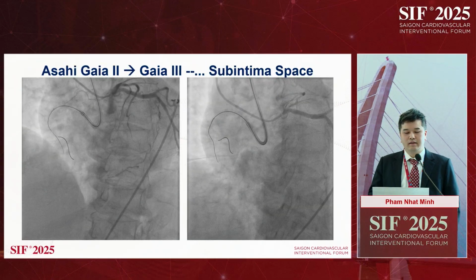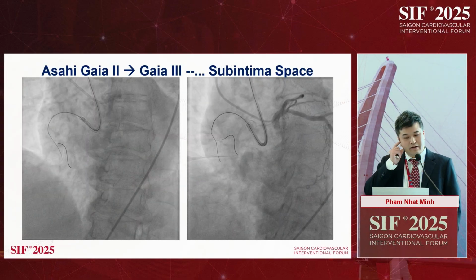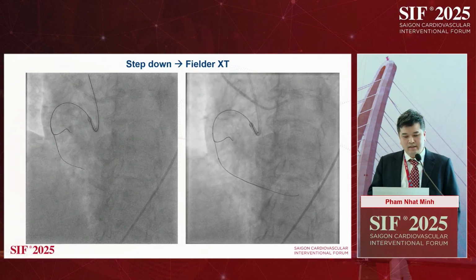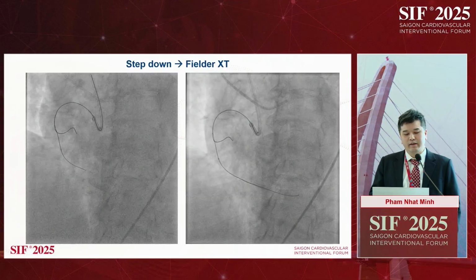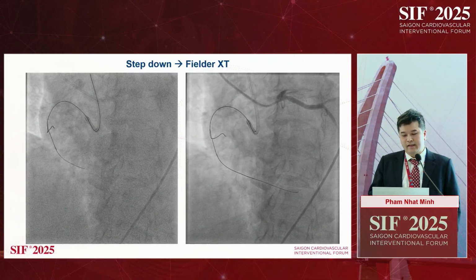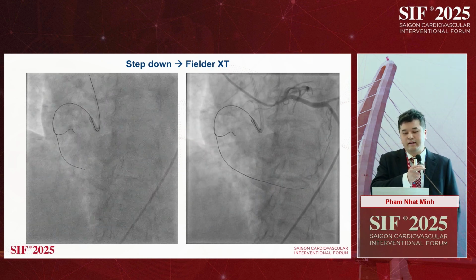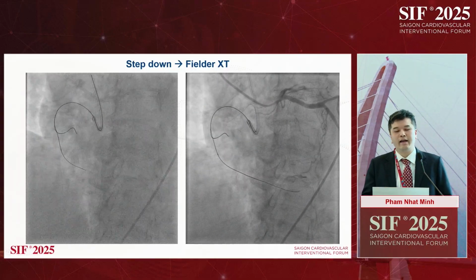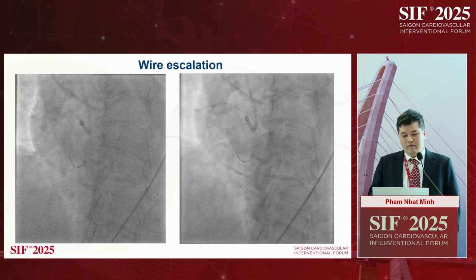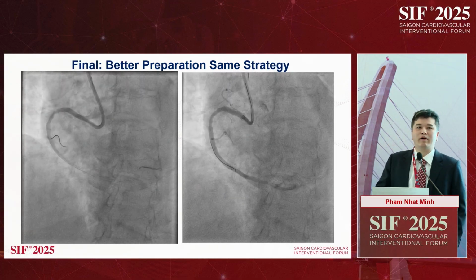I tried to upgrade to Gaia 3rd, but it still went into the subintimal space. Then we tried a little step down to Fielder XT, and this time we could cross with the Fielder XT. In our experience, the step down to the Fielder XT is sometimes very crucial after trying a very stiff wire like the Gaia generation, in this wire escalation, and we managed to finish the case after just over 1 hour.